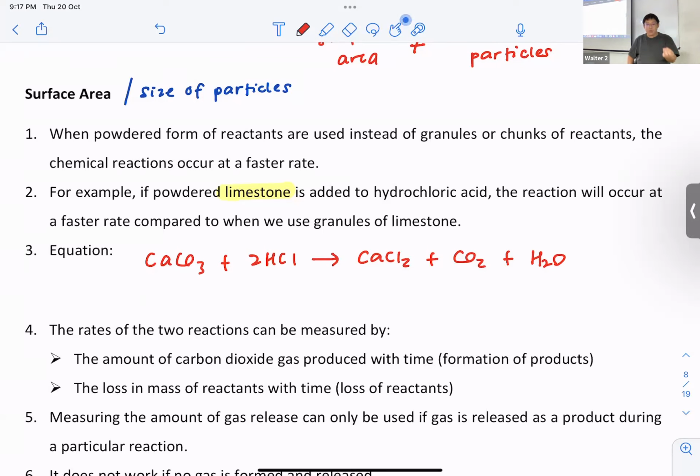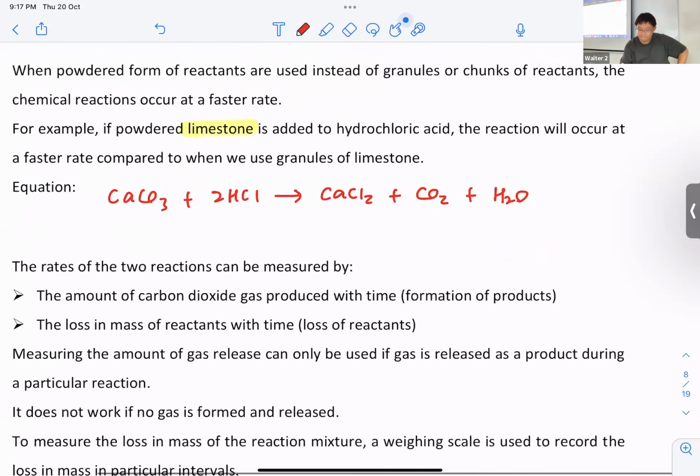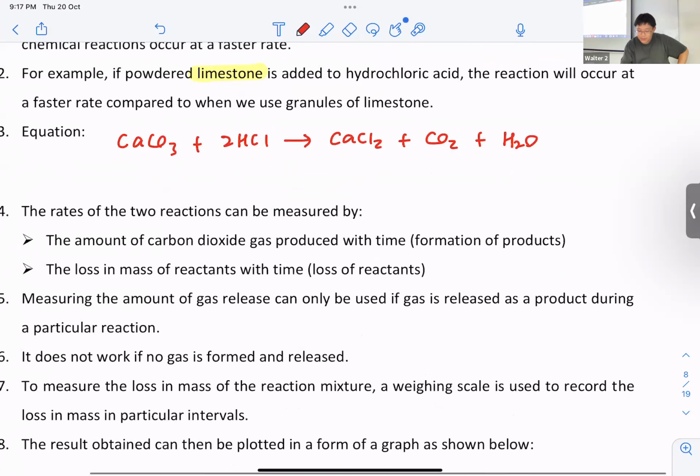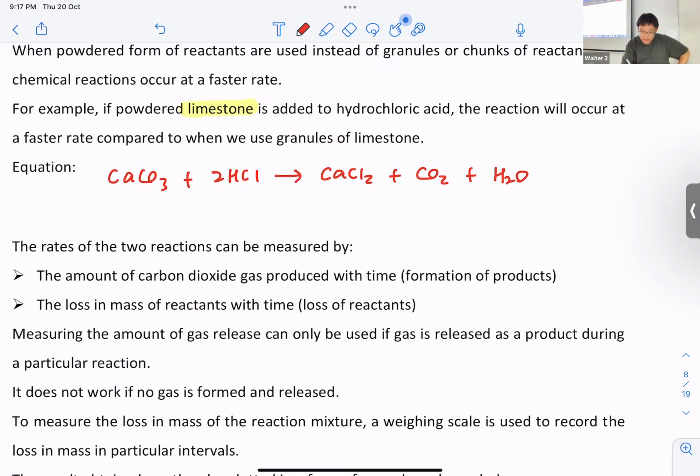We have powdered form, we have granules, we have chunks, we have cubes, for example. Okay, so which one has the smallest particle size among all of this? Which one? All right, example, we have chunks versus granules versus powder.